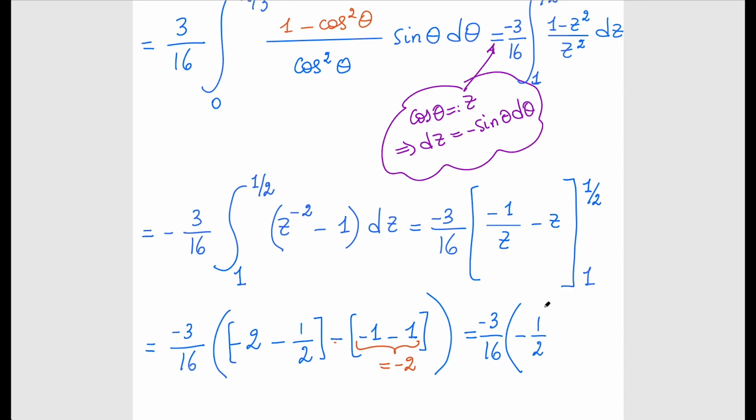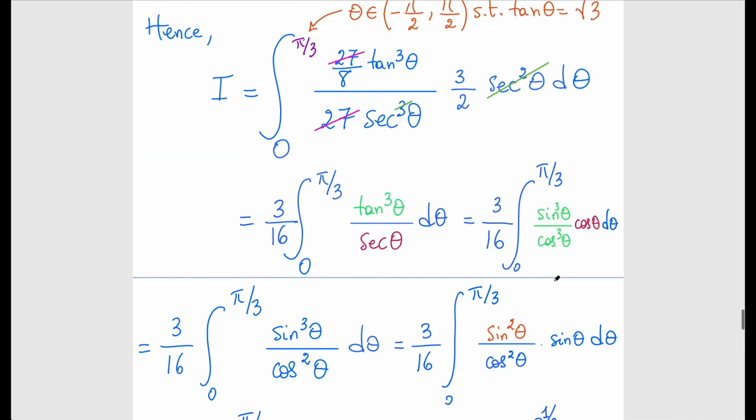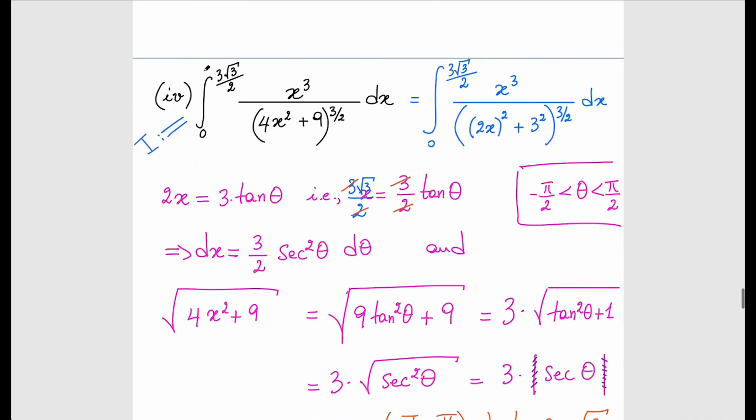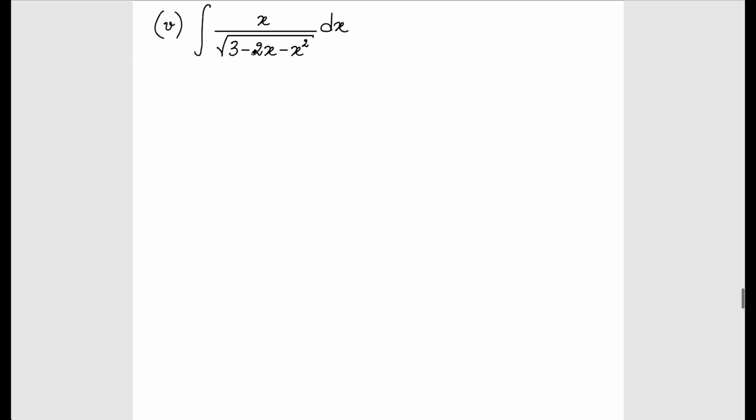So the result is 3 over 16 times 2, which is 32. Okay? So this is the value of this definite integral that we have in part 4, this one. Okay. All right, moving on to the last part of this example, which you see on the screen.